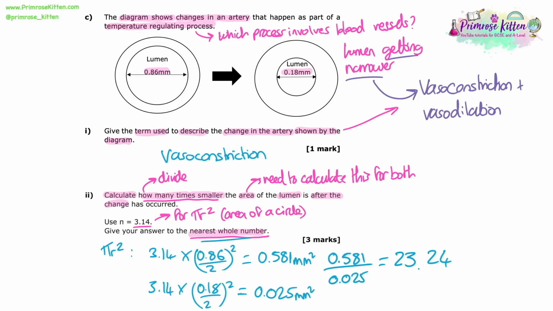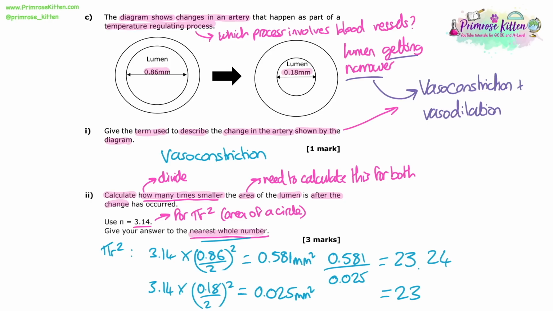To work out how many times, like I said, we take the larger number and divide it by the smaller number, to work out how many times 0.025 would fit into 0.581. That gives us 23.24. But remember, it's asked us for the nearest whole number. Because it's less than 5 after the decimal point, we round down and we just stick to 23 as our nearest whole number.